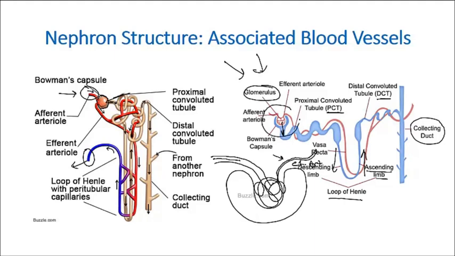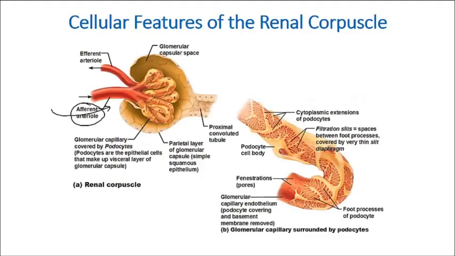Now, if we zoom into one of these Bowman's capsules, this region we call the renal corpuscle. So let's look at the structure of the renal corpuscle. It contains the glomerulus with its larger incoming afferent arteriole and smaller outgoing efferent arteriole. It is nested within a glomerular capsule, like a fist thrust into a balloon. The visceral layer of the glomerular capsule is made up of specialized cells known as podocytes. If you look here, this is the structure.